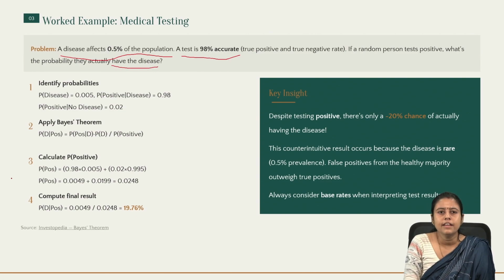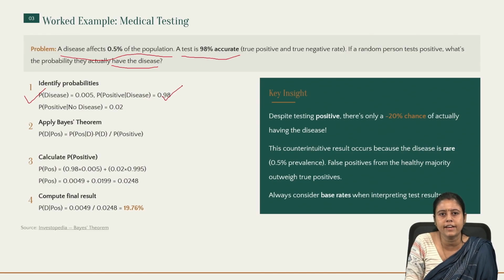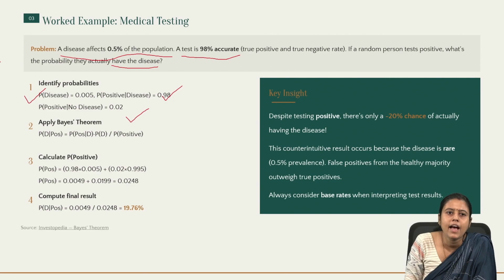So, 0.5% of people have the disease. What is the chance of a positive result, P(positive)? The result came positive and the disease is present with 0.98, an accurate result. If the result is positive but there is no disease, that is 2%. Now we have to calculate the probability that a person has the disease given a positive result.